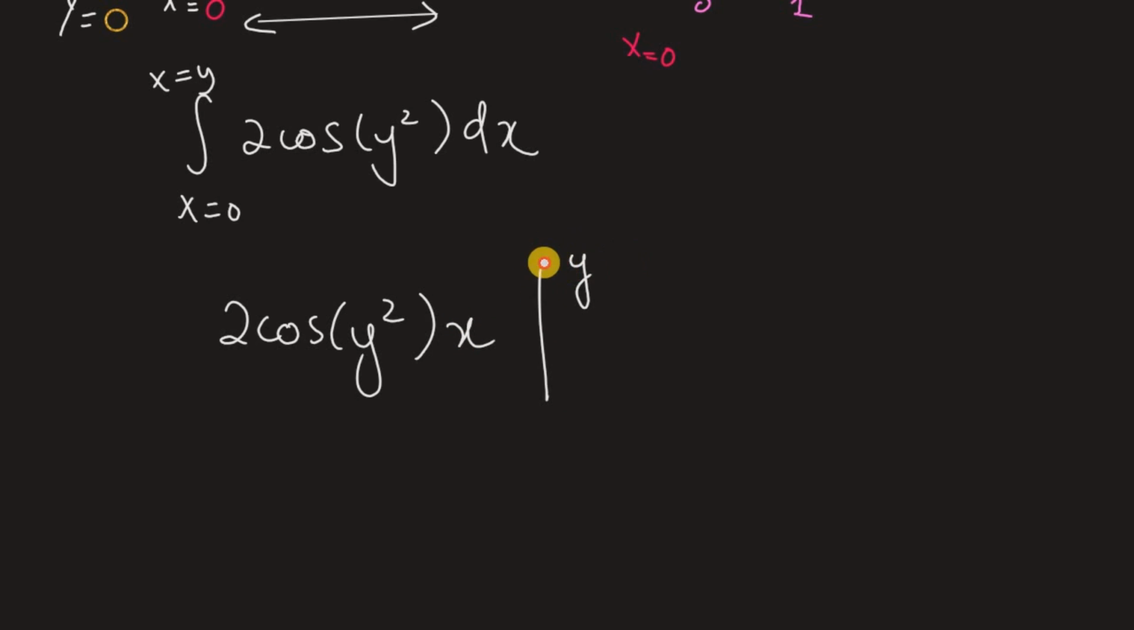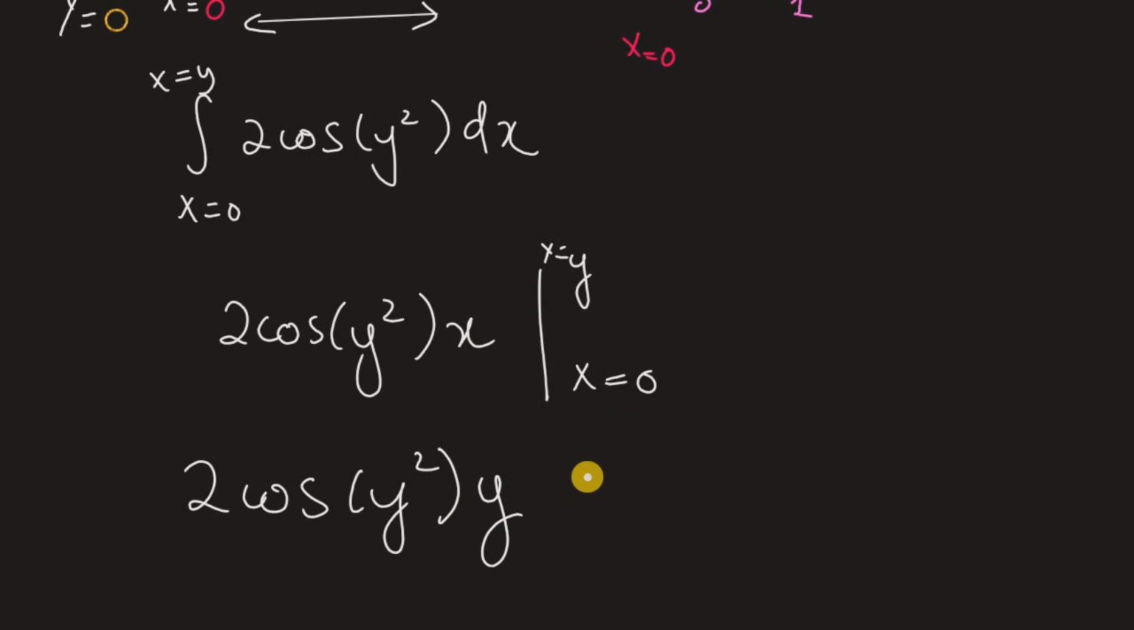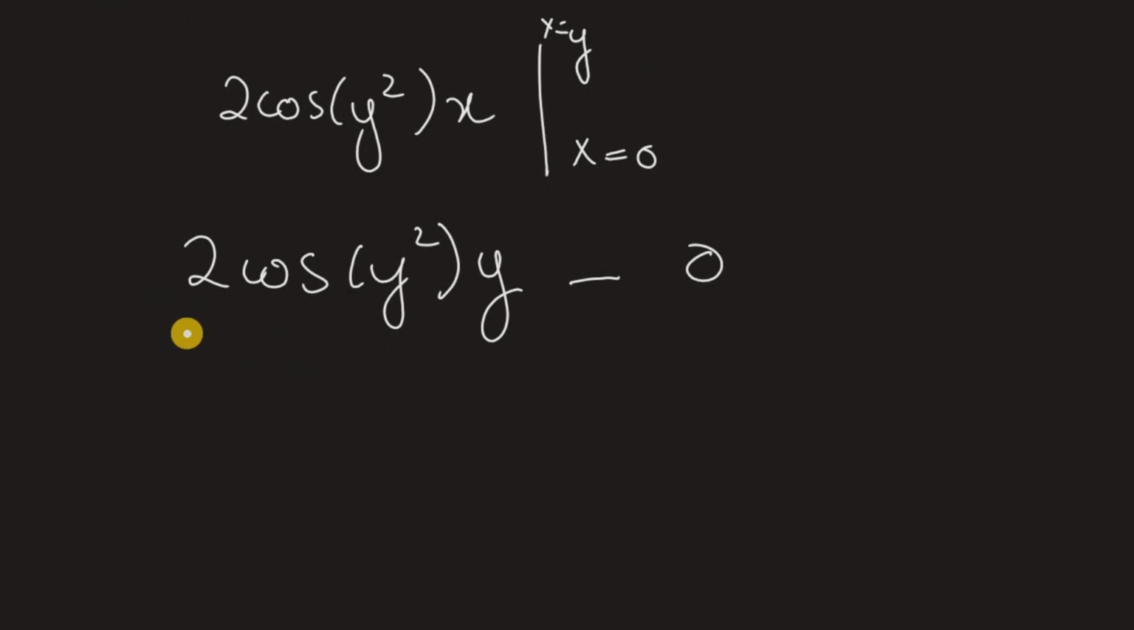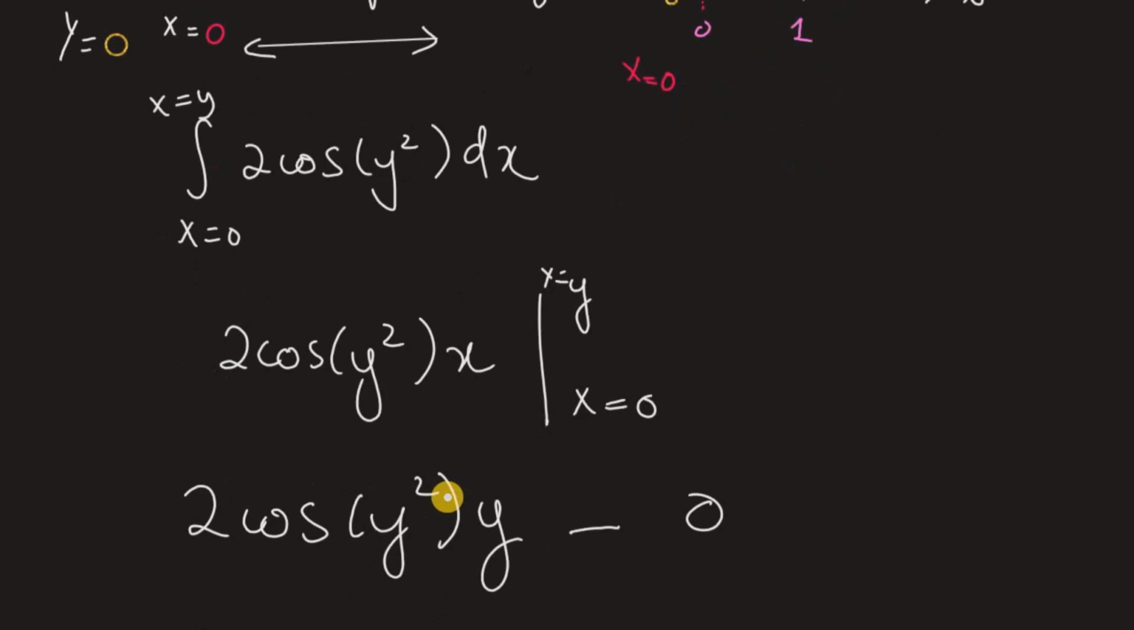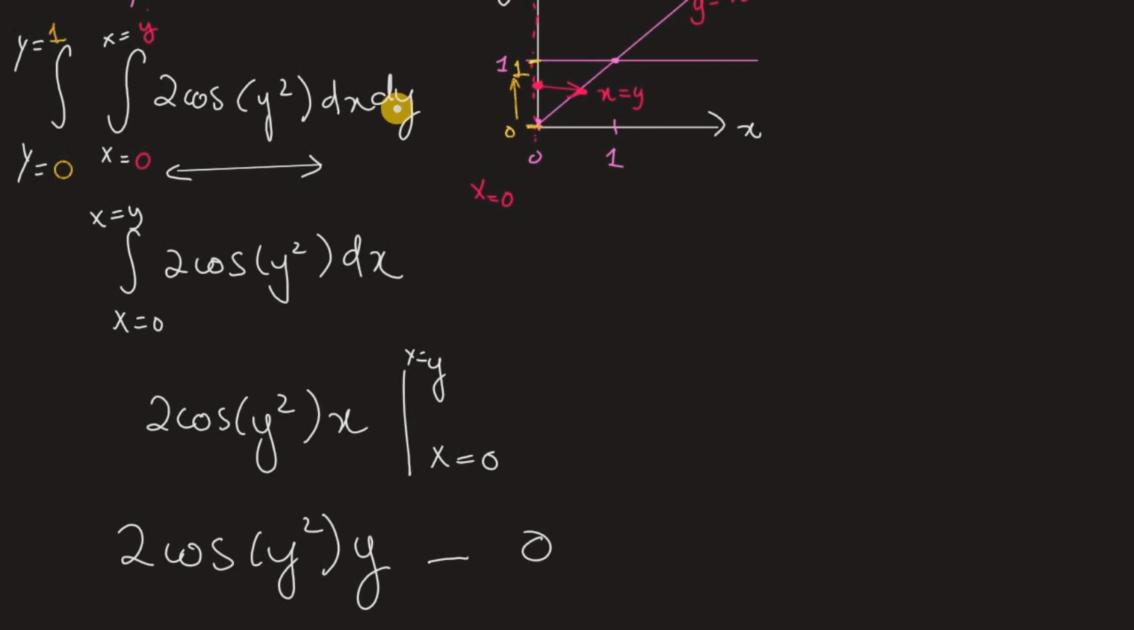Now let's evaluate it from x equals 0 to x equals y. We put y first and then 0. So every time we see an x in this equation, we replace it by y, and then we replace x with 0, so that whole part is going to be 0. Let's rearrange this so it looks better: 2y cosine of y squared. This is the answer to the dx part, but we still have dy left, remember?